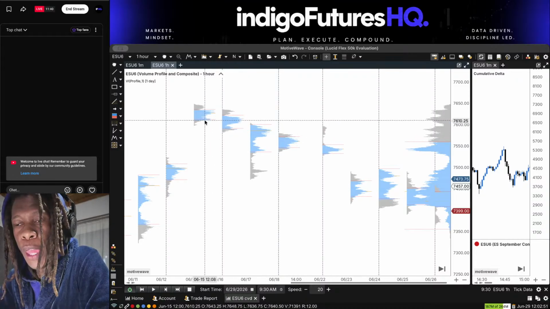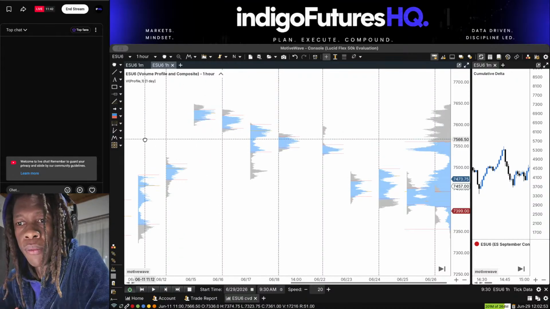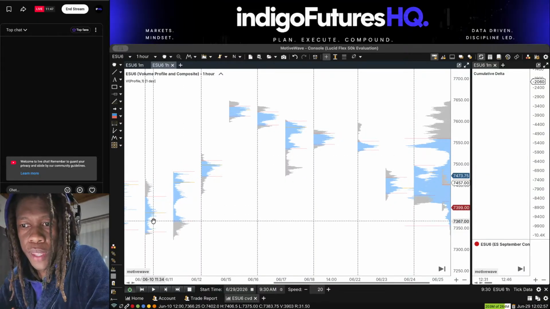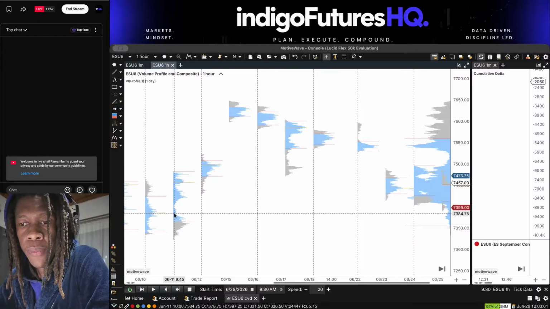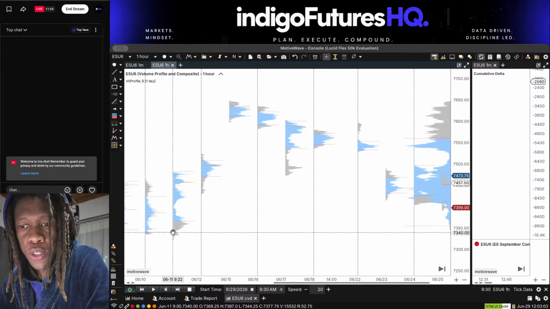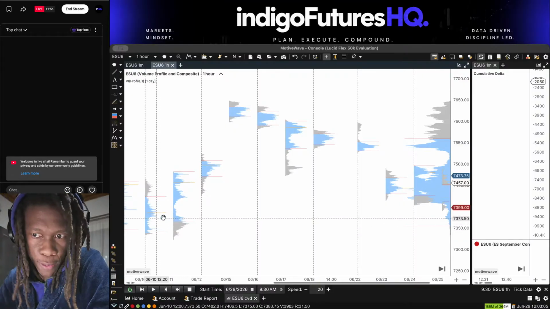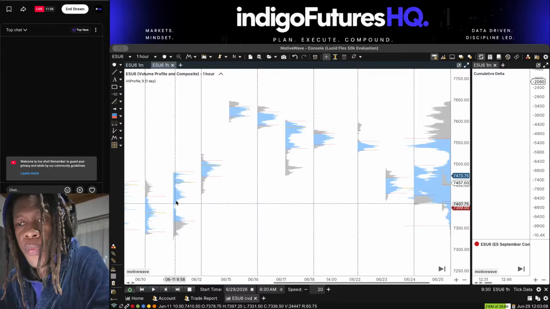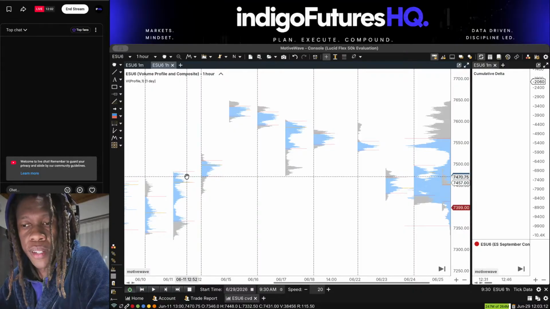So if you think about it, as far as the moves that you're trying to catch, let's start from here. We had price move down to the previous day's value area low, which is this volume profile, and then it went to the previous day's value area high and it closed above, right?